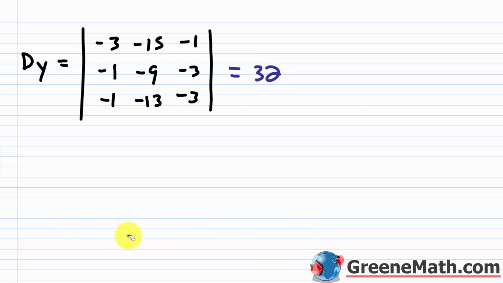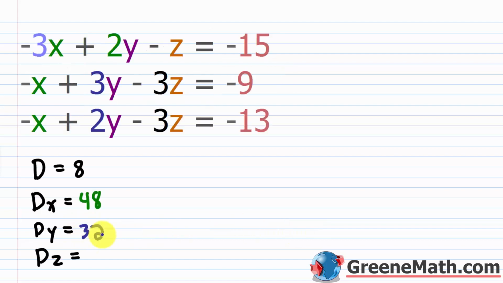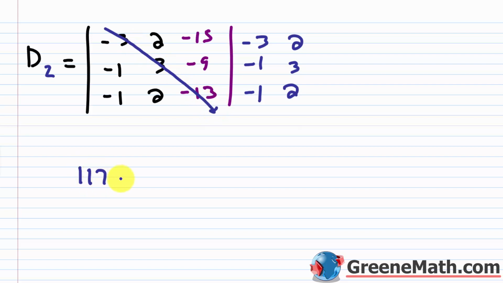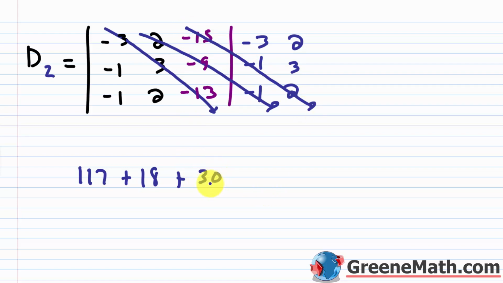Let's go back up and say this is 32. Then let's go back down. This is the last one to do. Let me erase that highlighting. I'm just going to copy again the first 2 columns, so I have negative 3, negative 1 again, 2, 3, and then 2. I'm going to multiply down. Negative 3 times negative 13 is 117. Then plus, 2 times negative 9 times negative 1, that's 18. Then plus, negative 15 times negative 1 times 2, that's positive 30. So 117 plus 18 is 135, plus 30 is 165.